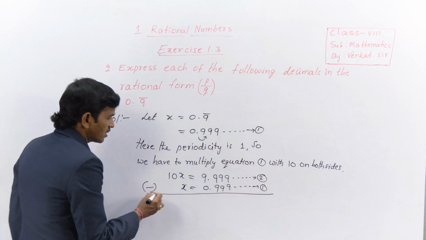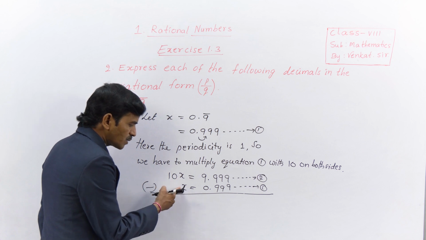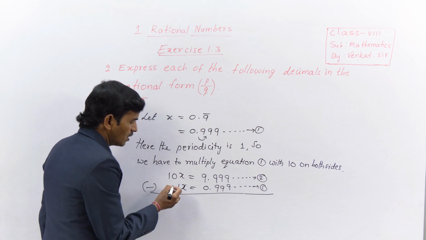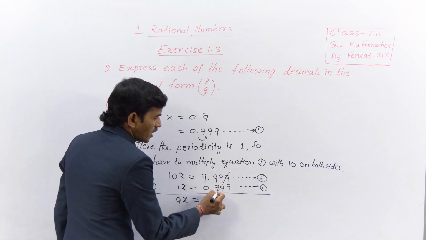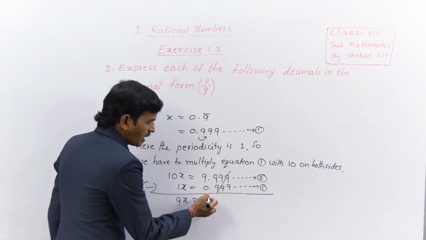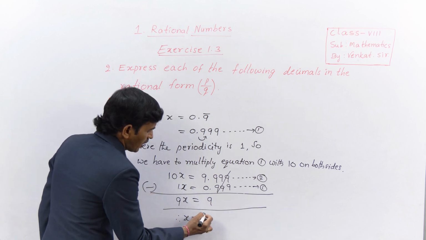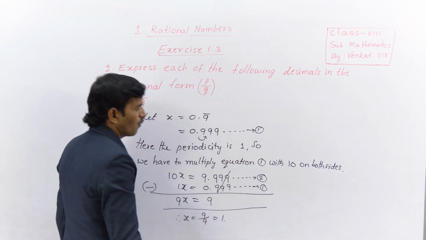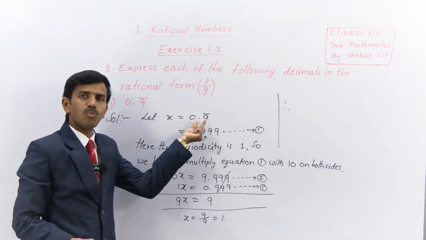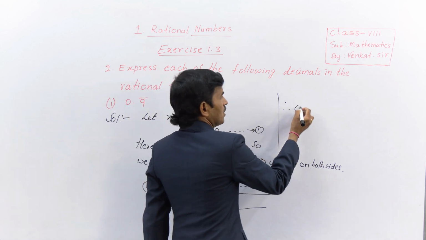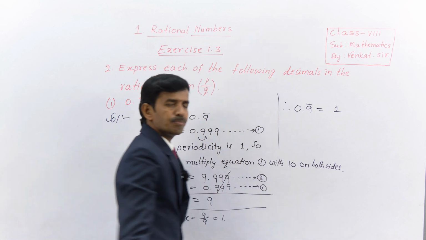So let us subtract equation 1 from 2. So 10 times of x minus 1 time of x. So what does it become here? 9 times of x, which is equal to, these recurring digits get cancelled, then 9 minus 0 is 9, right? Therefore x is equal to 9 by 9, which is equal to 1. That means, what is the final conclusion? What is x actually? 0.9 bar. That means 0.9 bar is equal to 1 when written in the form of p by q.